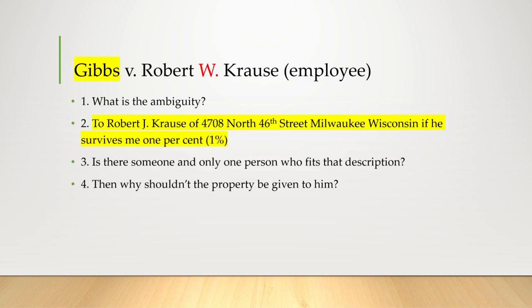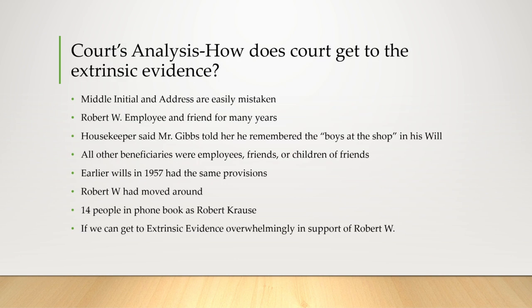Gibbs v. Robert W. Krause. What's the ambiguity? The will says to Robert J. Krause of a specific address, 1%. There's one person that fits that description. Why shouldn't the property be left to Robert J. Krause of 4708 North 46th Street, Milwaukee, Wisconsin? How does the court get to the extrinsic evidence in Gibbs? It is under the plain meaning, should have been carried out as written.